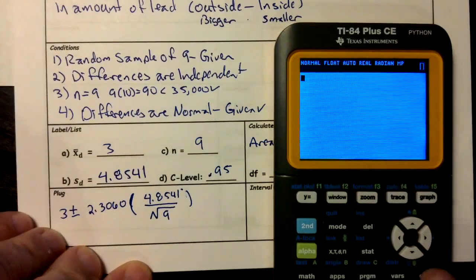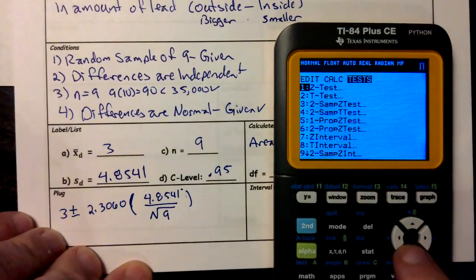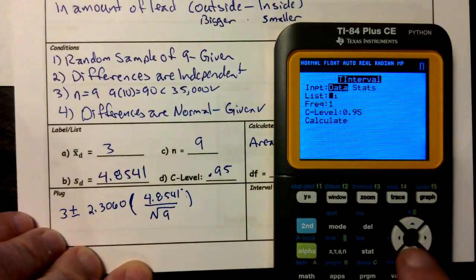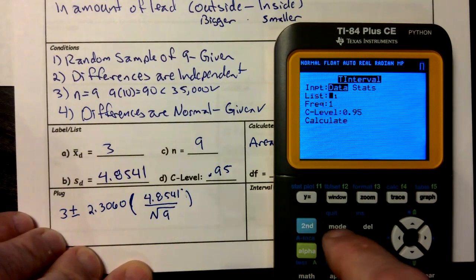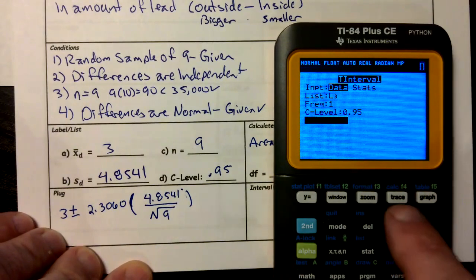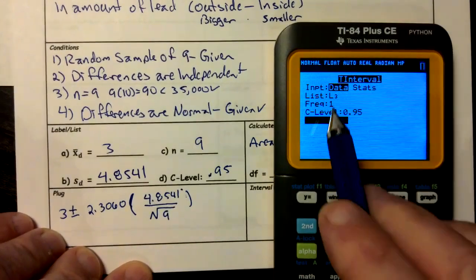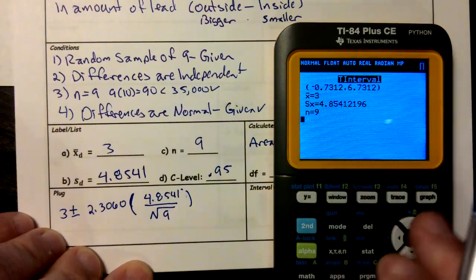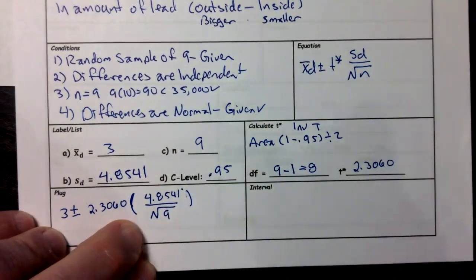So here we go. Stat test. This is going to be number 8 for a t interval. We have data. The data we're interested in are in L3, so second 3. And our confidence level is 0.95. And we chose L3 because that's where we put the differences. And we end up getting negative 0.7312.